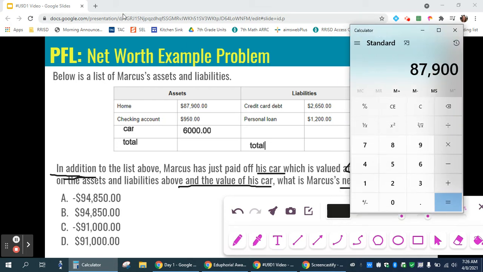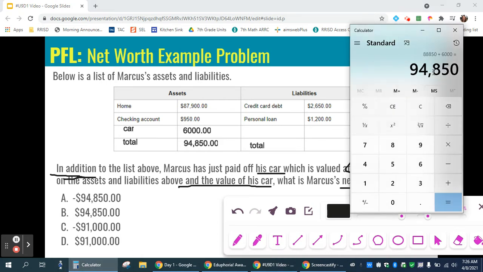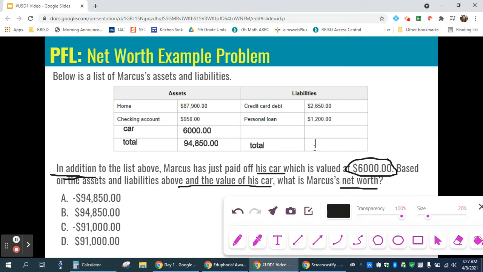We have 87,900 plus 950 plus 6,000. That's 94,850. Okay, let's look at the credit card and personal loan, the liabilities now. So that's 2,650 plus 1,200. 3,850 in debt.